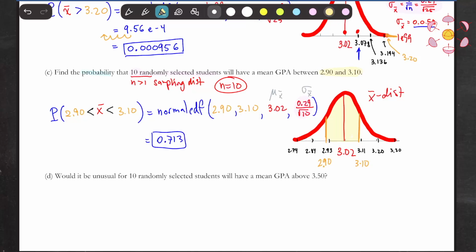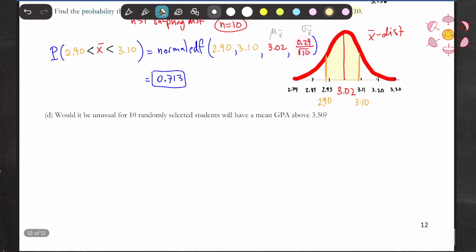There's part C. Last part. And let's tag this part specifically as a super GTQ since I think that these questions are super important and they're interesting. So it says, would it be unusual, keyword for us, for 10 randomly selected students to have a GPA above 3.50? All right, so how do we answer that?